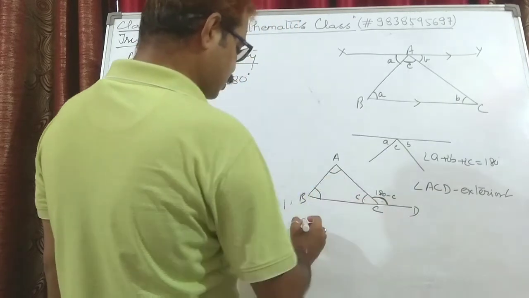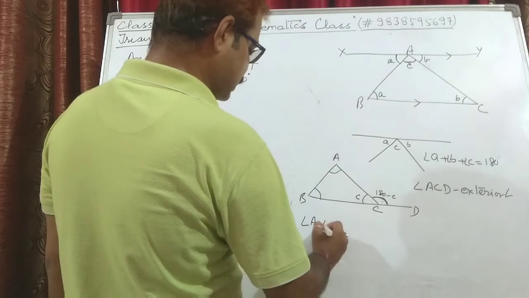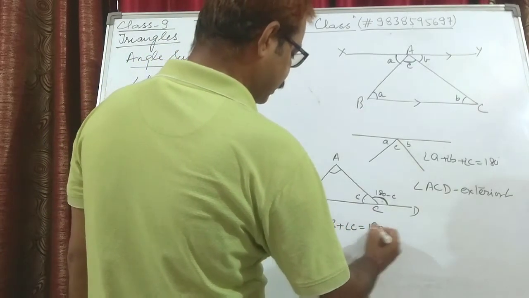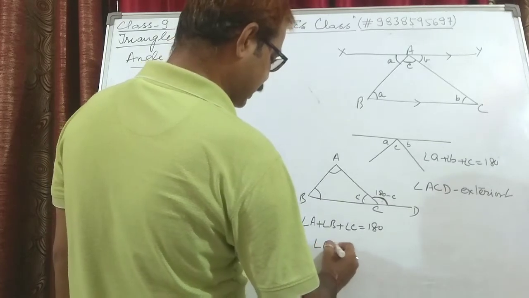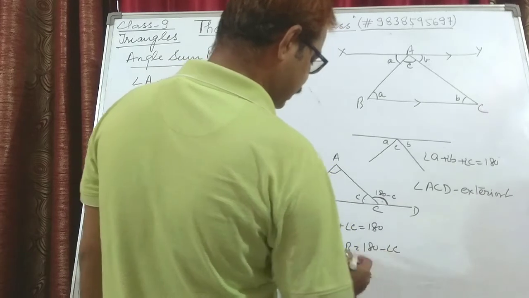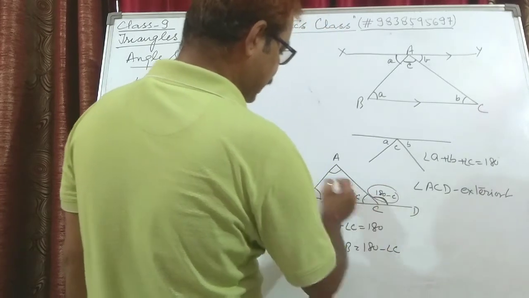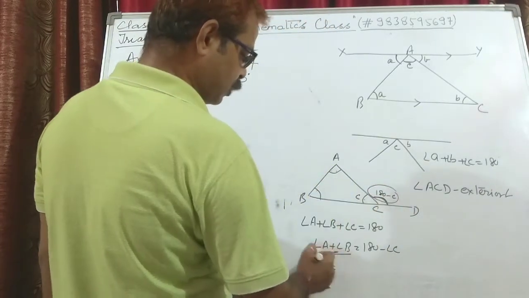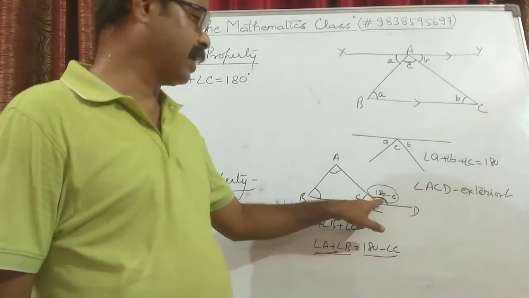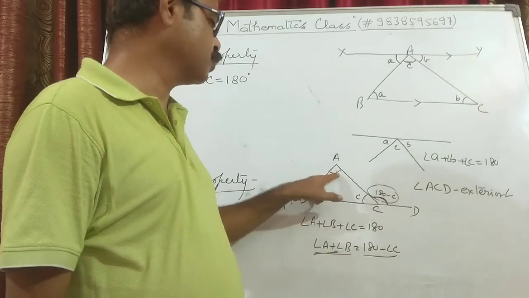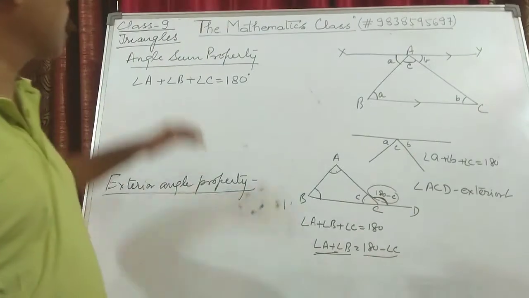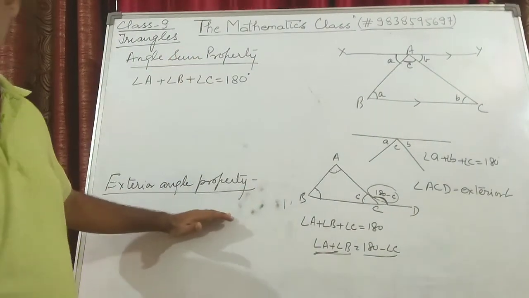Now we know that angle A plus angle B plus angle C is equal to 180. So C goes to that side, and angle A plus angle B will be 180 minus angle C. So this was 180 minus C, and these two angles A plus B are also coming 180 minus C. It proves that the exterior angle is equal to the sum of the two opposite interior angles. Now I hope you have understood angle sum property and exterior angle property.